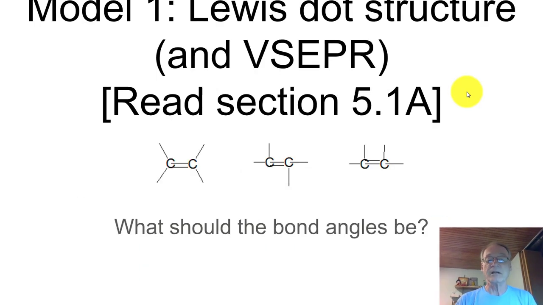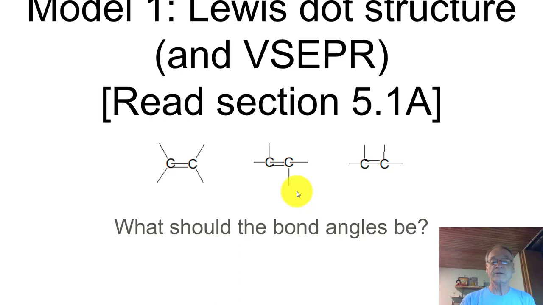So, let's talk about bonding. First of all, model number 1: Lewis dot structure, and of course VSEPR is included in model number 1. You might want to read section 5.1a before you go on with the video. Here are several different ways of representing a carbon-carbon double bond. Each one has, besides the double bond, 2 other groups on this carbon and 2 other groups on this carbon. That's what these lines represent. Sometimes you'll see them drawn this way, sometimes this way.